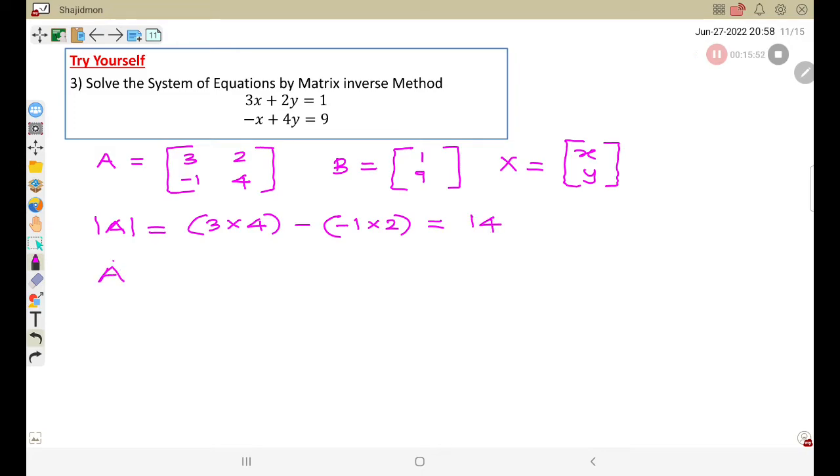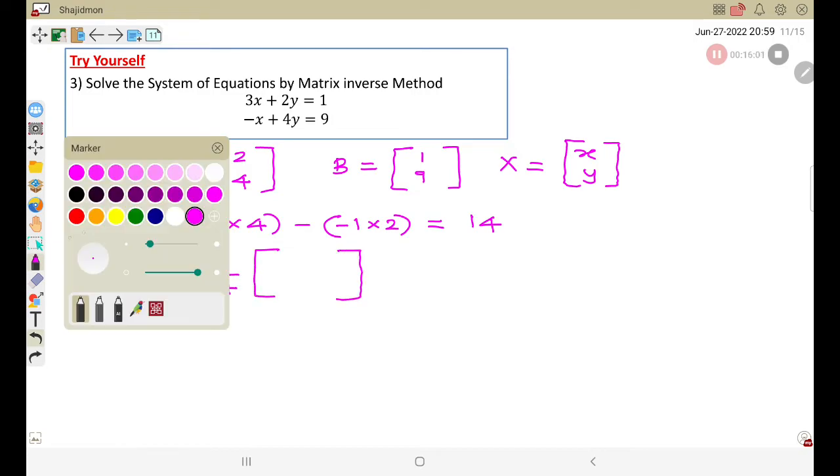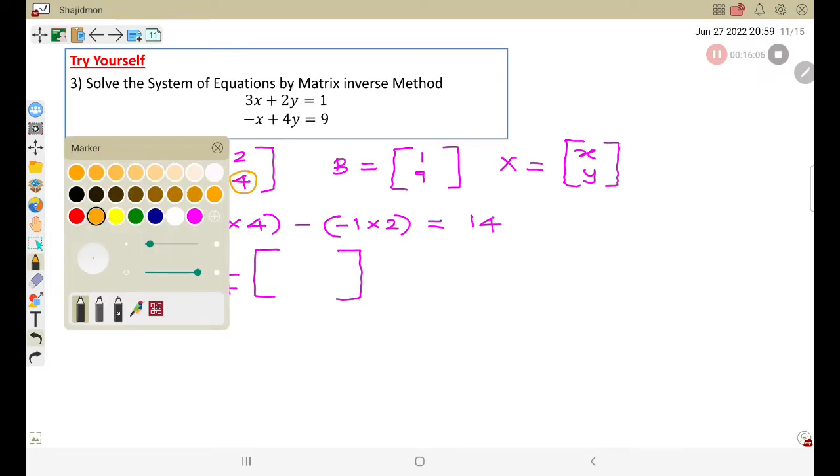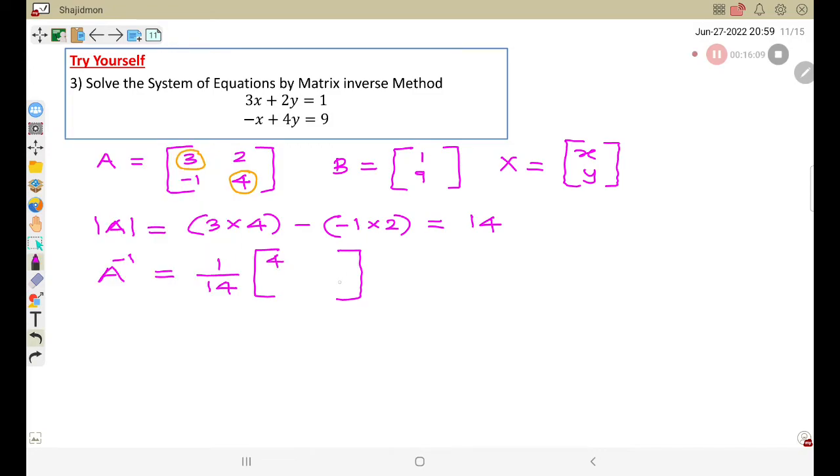Then A inverse matrix equals 1 over determinant A, 1 over 14 multiply matrix main diagonal number interchange. So what are the main diagonal numbers? 3, 4. We can interchange these two numbers. So we will get 4 first, 3 last. Off diagonal put opposite sign. 2 opposite -2, -1 opposite 1.